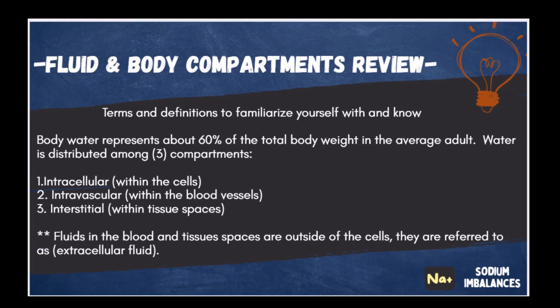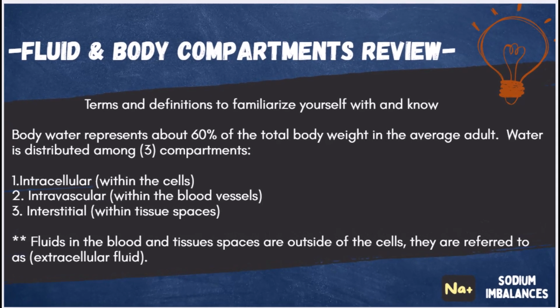Fluid and body compartments to review. Terms and definitions to familiarize yourself with and know. A quick review. Body water represents about 60% of the total body weight in the average adult. Water is distributed among the three compartments. 1. Intracellular, which means within the cells. 2. Intravascular, which is within the blood vessels. And 3. Interstitial, within the tissue spaces.